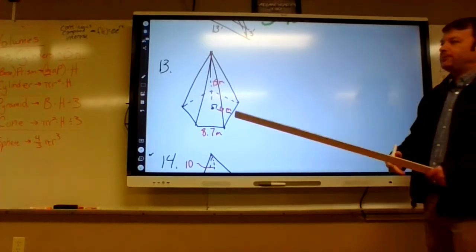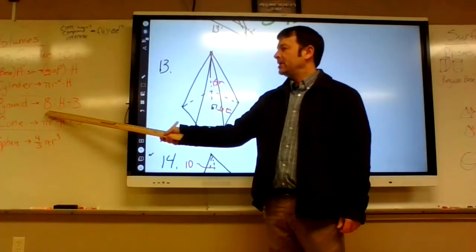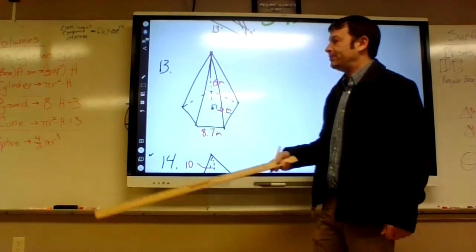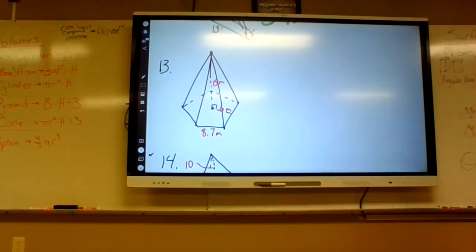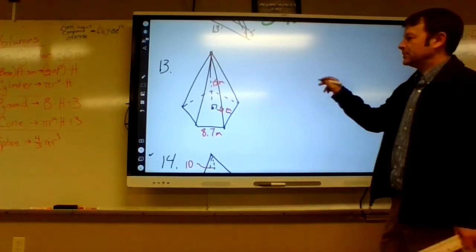So we're using the pyramid formula. It says base times height divided by 3. But how do I find the area of the base on 13? Right. Apothem times perimeter divided by 2. What's the apothem? What is that?